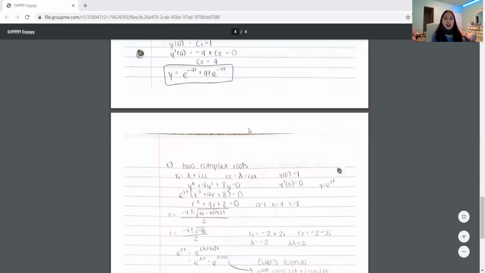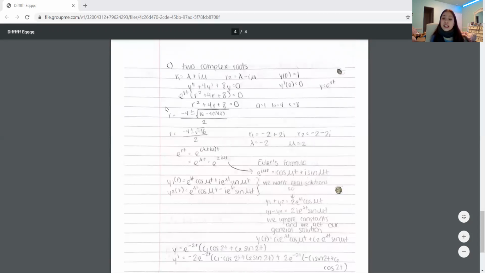We are now in our last case, which is when we have two complex roots, which usually happens when we have a negative under the square root. And our roots are going to take this form. They're going to look like lambda plus or minus i mu. So here our equation is y double prime plus 4y prime plus 8y equals 0, with the initial conditions y of 0 equals 1 and y prime of 0 equals 0.